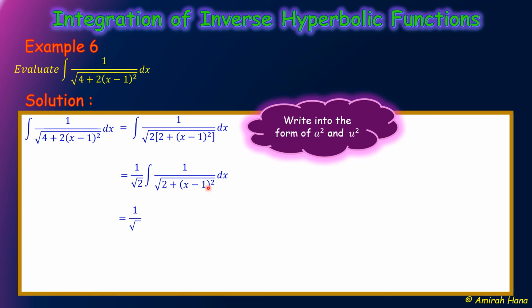Okay? And after this, we can write into the form of a squared and u squared. How to write a whole number as a square, a number that cannot be written in the form of a perfect square? We can write 2 in terms of root 2 bracket squared, because when we simplify, we can simplify the square here and the root here. So we get back 2. And then we still have plus bracket x minus 1 squared.